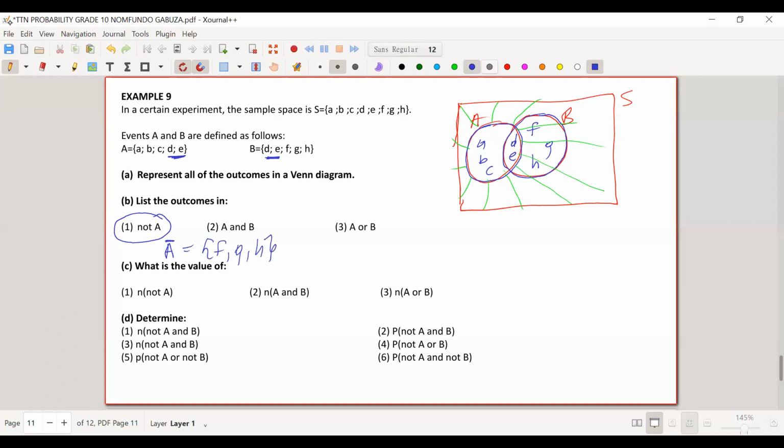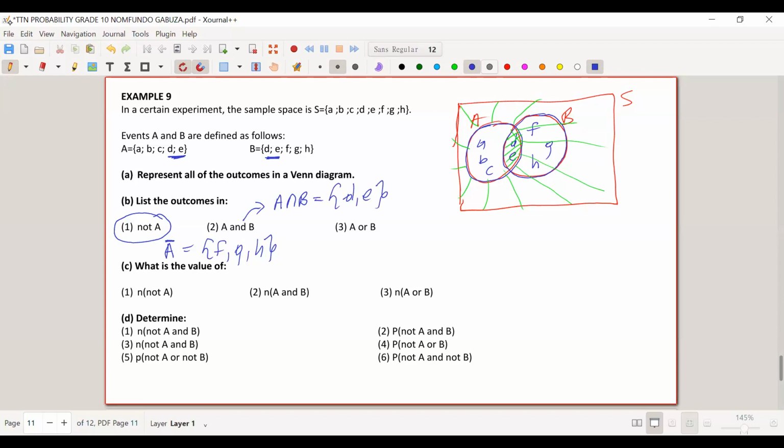Then number 2 says A and B, which means we are looking for the intersection where they intersect, where they meet. So over here, you can say A intersects B. They meet only over here, which means we're going to have D and E, where they intersect.